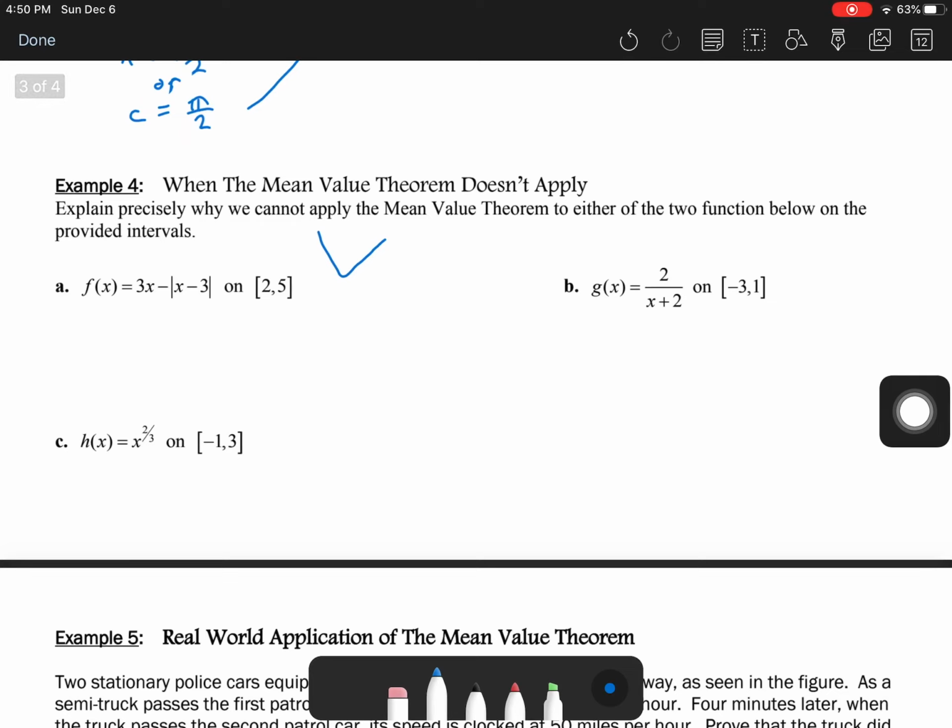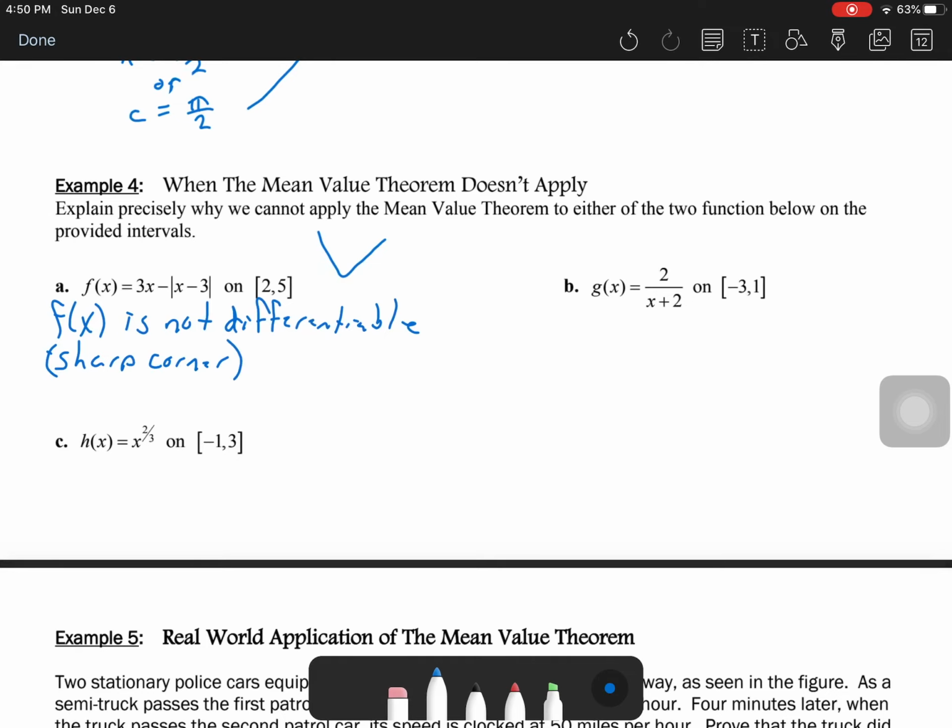Okay, so what we would say here is f of x, a sharp corner means not differentiable. Okay, so f of x is not differentiable, and sometimes to say not differentiable is probably enough, but we can be specific here and say there's a sharp corner at x equals 3. And maybe we want to say which is in the interval 2, 5.